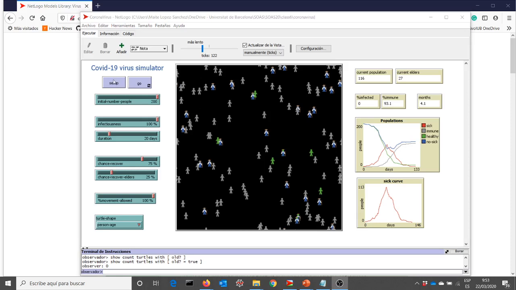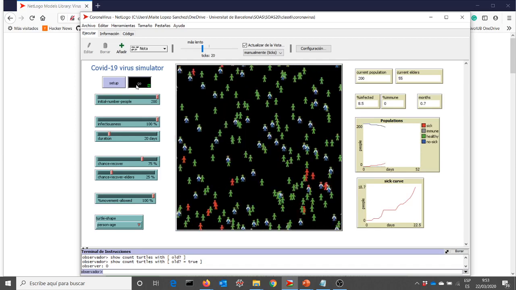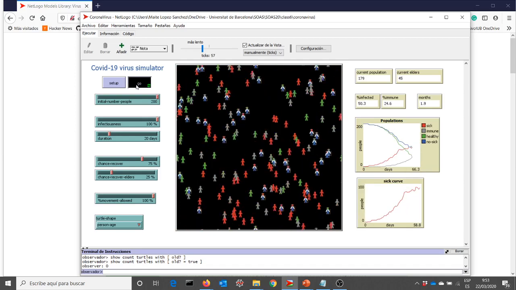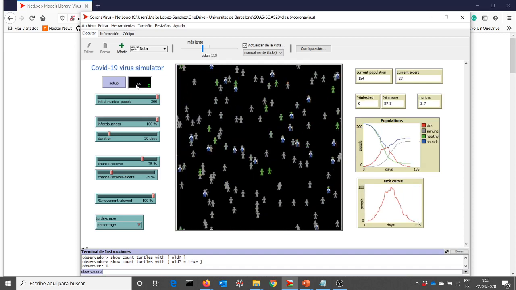Just to see it again so you can analyze it, we will create a simulation again. In this case, it was this elder here that was sick, and we will execute the model and see how sick people grow and then go down again. So it's the same pattern, a different simulation, but similar patterns.